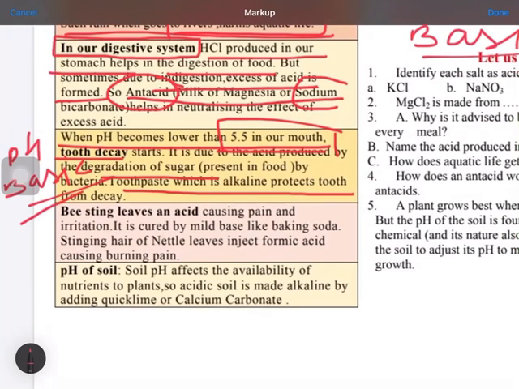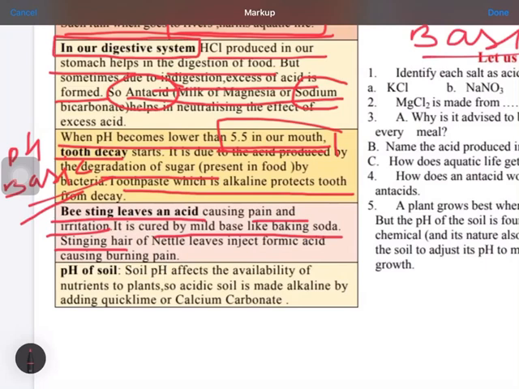Now, a bee sting leaves an acid. We have seen that when a bee stings you, it causes pain and irritation. Why is there this pain and irritation? Because a bee sting is having an acid inside it, but if we apply some mild baking soda on it, you will feel some relief because the acid will be neutralized by the base.